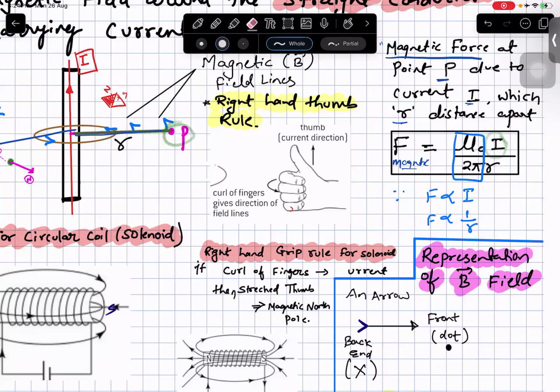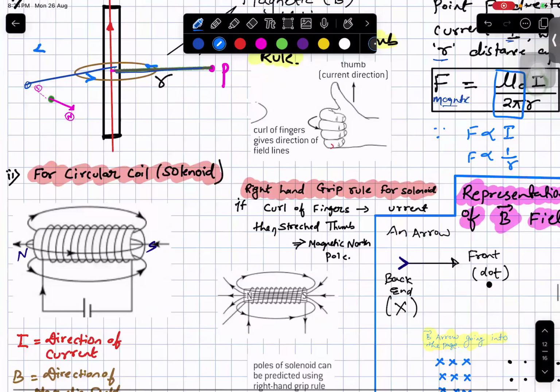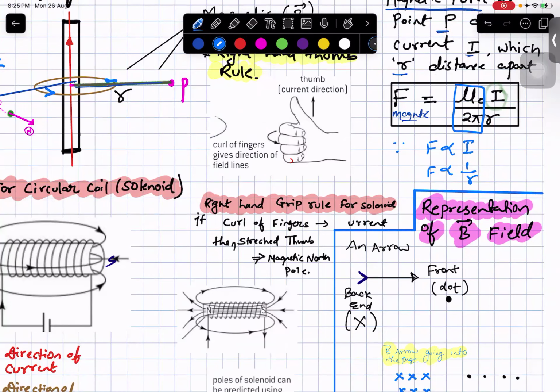So whenever there's a current in the wire, there is a magnetic field, and the strength of that magnetic field is dependent upon how much current is running and how far it is. So this is the magnetic field's strength at a point P at a distance r, with current I.